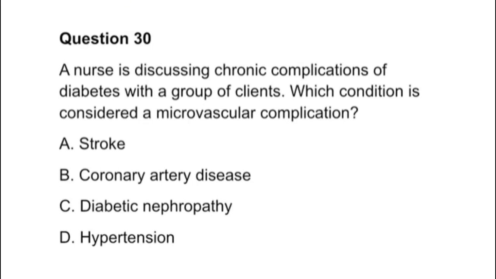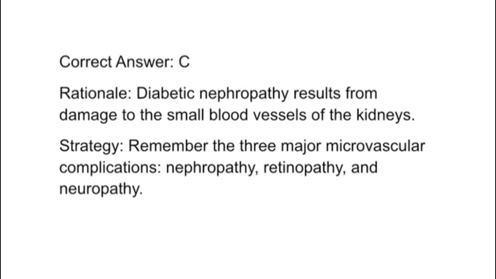Question 30. A nurse is discussing chronic complications of diabetes with a group of clients. Which condition is considered a microvascular complication? A. Stroke. B. Coronary artery disease. C. Diabetic nephropathy. D. Hypertension. Correct answer, C. Rationale: diabetic nephropathy results from damage to the small blood vessels of the kidneys. Strategy: remember the 3 major microvascular complications: nephropathy, retinopathy, and neuropathy.